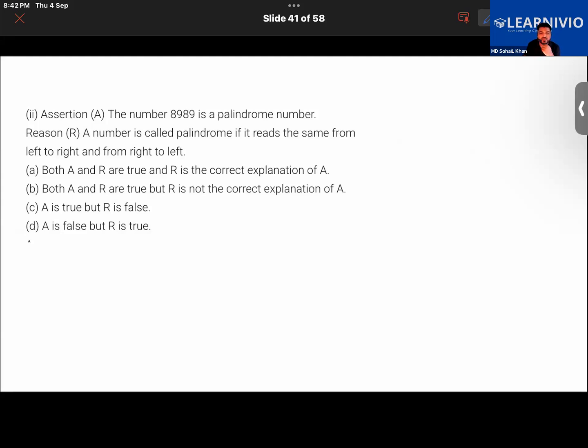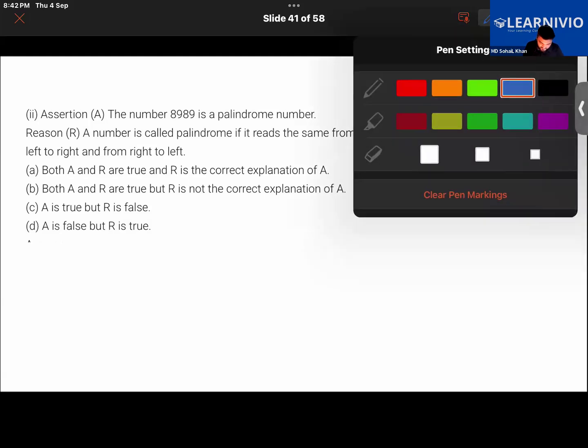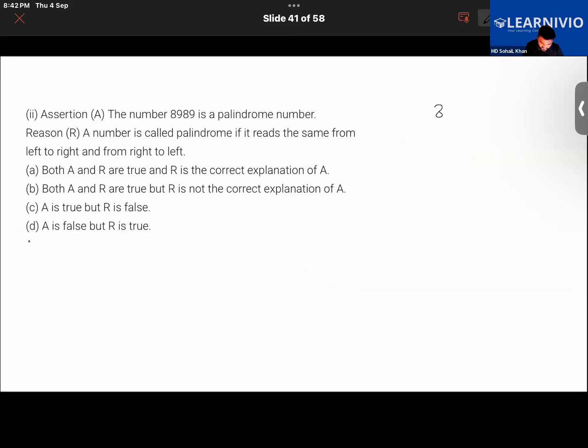Let me see what about you guys. Habib, turn your camera on. So we have 8, 9, 8, 9. Sir, can I know the option?